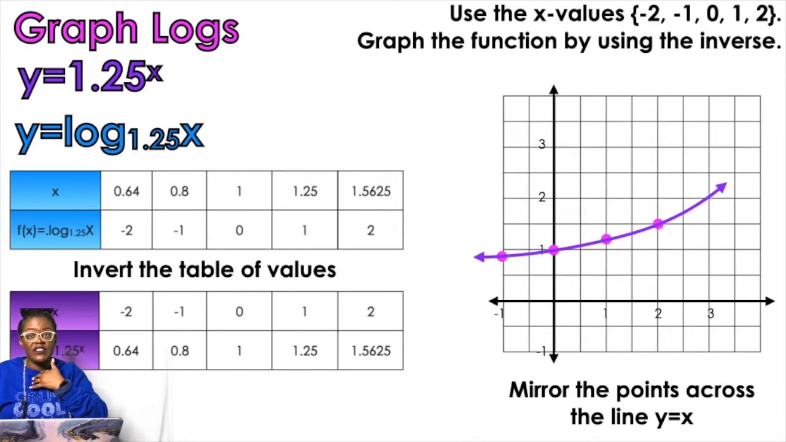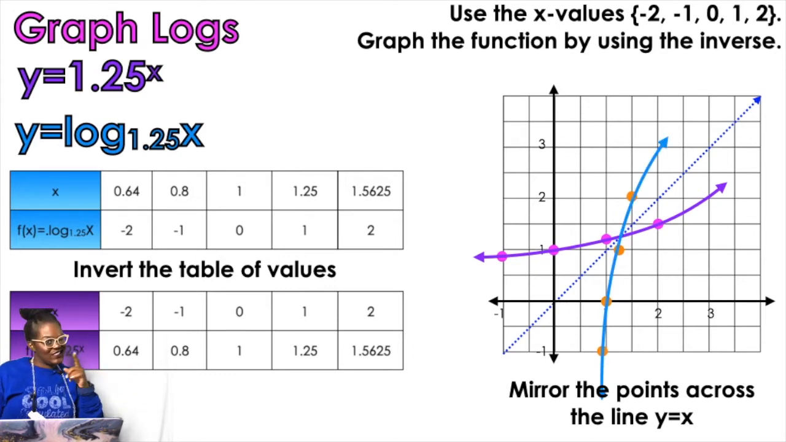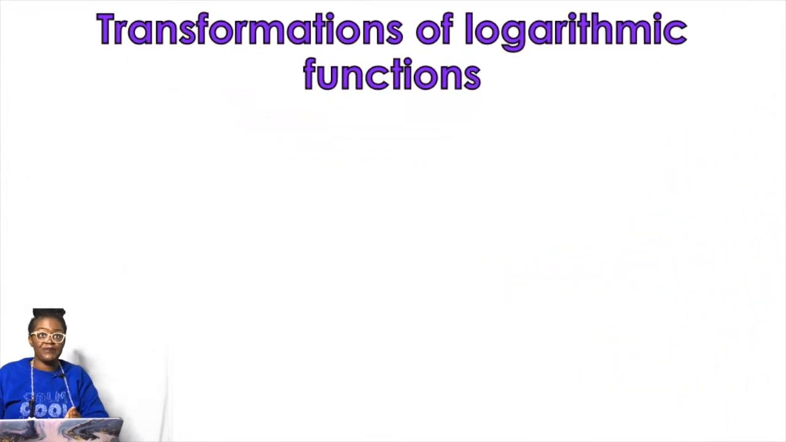So if I inverted the values, I didn't need to plot the purple one. I could just go straight to plotting the blue one. But just to show you that they would be the same, this is the line y equals x. And when I plot my points that I just got from my table, they're still going to be the mirror image. We're still looking good. So you could just mirror the points across the line y equals x, or you can plot the points from the inverted table. Whatever suits your fancy. Let's talk about transformations of logs.